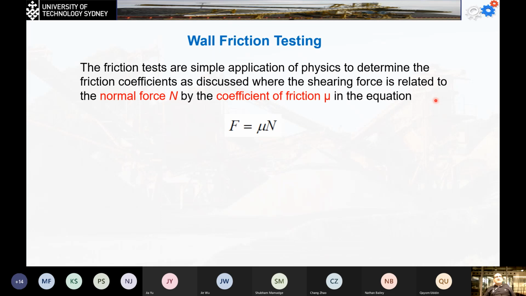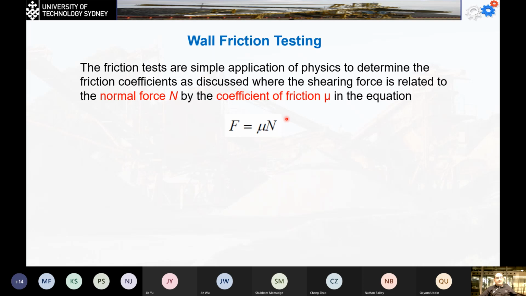The wall friction testing has the following relationship. The friction force is going to be equal to the coefficient of friction of the table, or the sample of the wall, multiplied by the normal force. That's simply going to explain what I just mentioned.